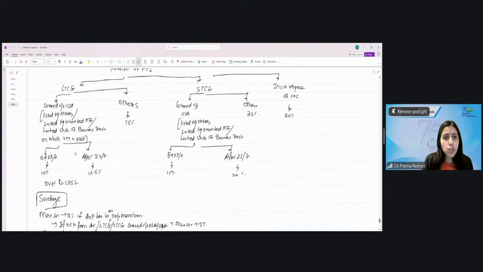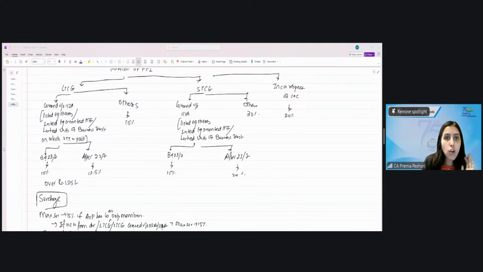Before 23rd July, it was 10%. After 23rd July, it is 12.5% over and above 1.25 lakh. In case of any other shares or securities other than 112A, LTCG is 10%, whether before 23rd July or after. Short-term capital gain on shares covered under 111A, listed equity shares, listed equity-oriented mutual funds or units of business trust: before 23rd July 15%, after 23rd July 20%. Any other short-term capital gain is 30%.